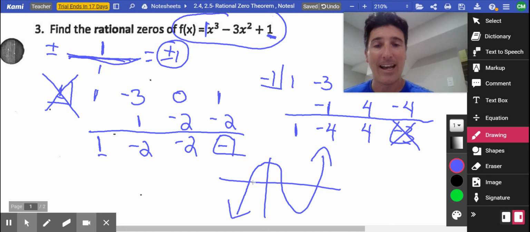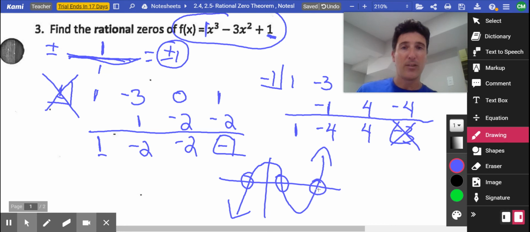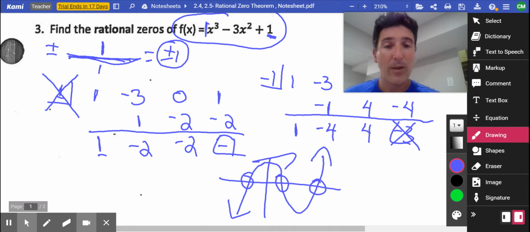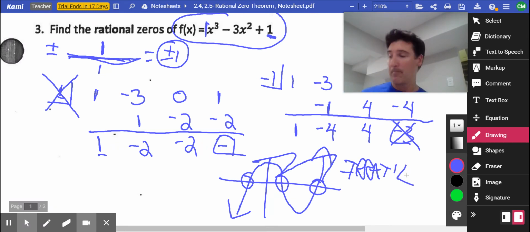It hits the x-axis 3 times. And if you actually use the features on the TI-Inspire to find these zeros at these 3 points, they all would be long, ugly decimals. They would be irrational. To be honest with you, that's probably not going to happen a whole lot in the problems I give you. But I just want you to understand that you could try synthetic division on that list, and it might not work out. All 3 of these are irrational. Okay, let's move on.